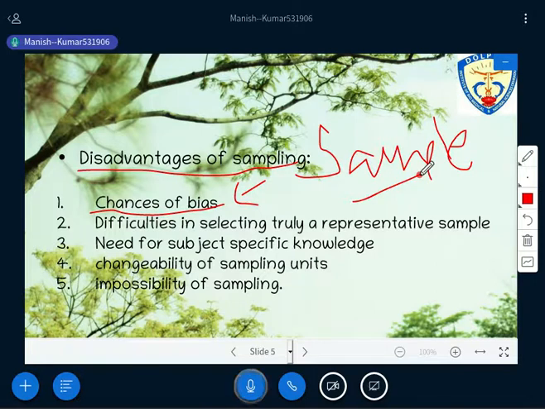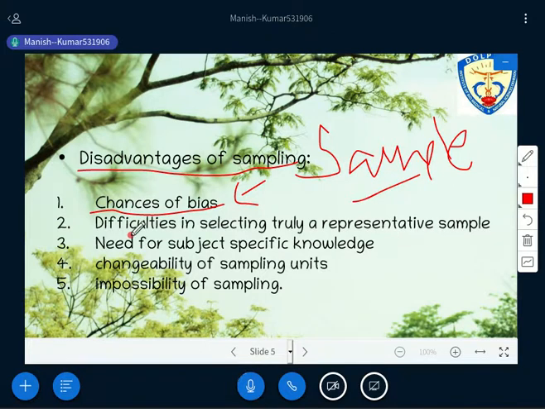Bias means subjectivity, right? You have your own preference to work, I have my own preference to work. So if both of us have to select a sample, maybe your sample may be different from my sample and the result will be different there. So this is a very serious limitation while we are doing these sampling procedures.